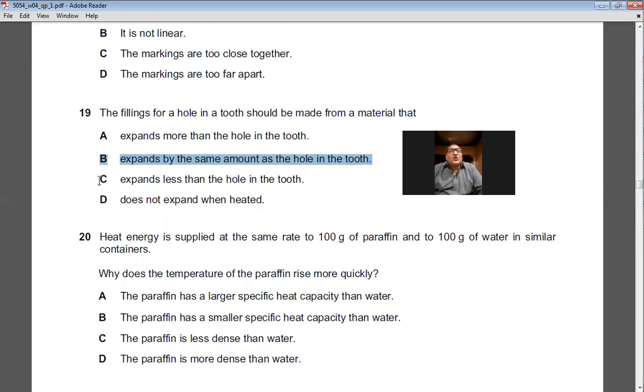Expands less than the hole in the tooth. This will happen: the tooth and the filling will separate from each other. Does not expand when heated. No, this should not happen. So question number 19, B is the right answer.